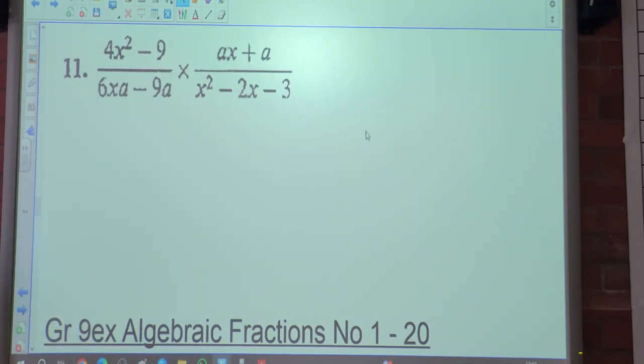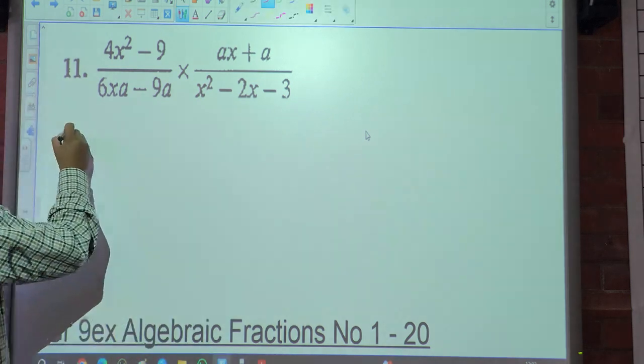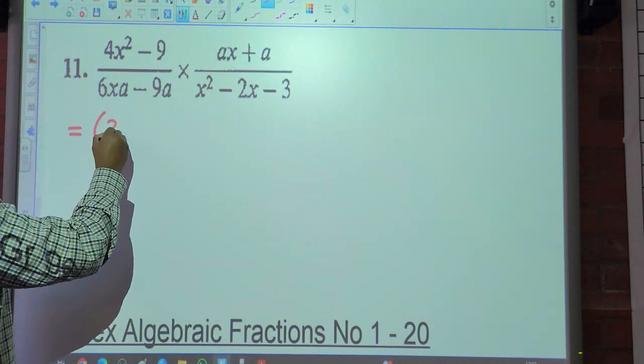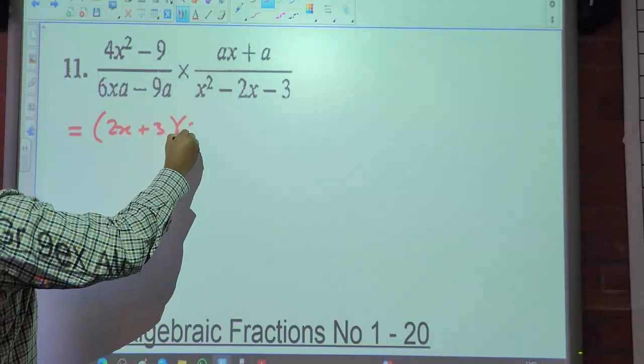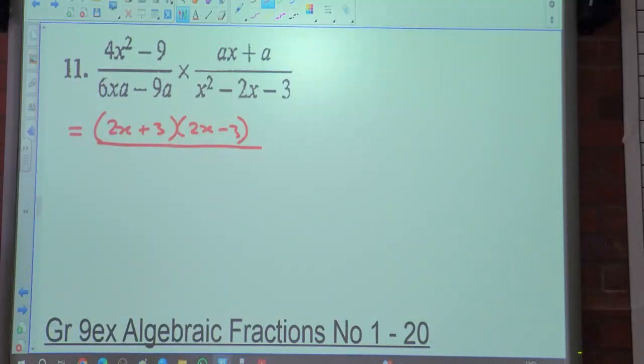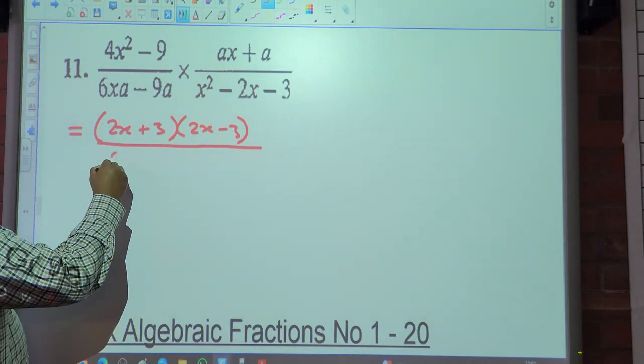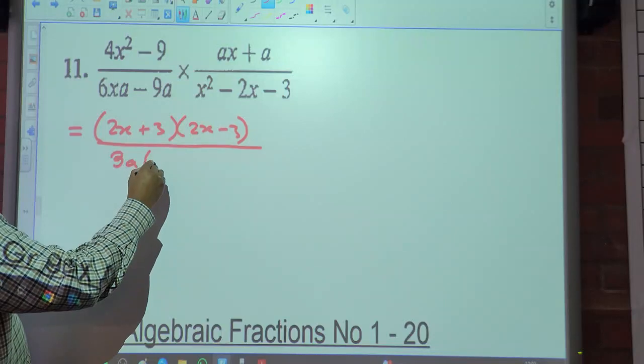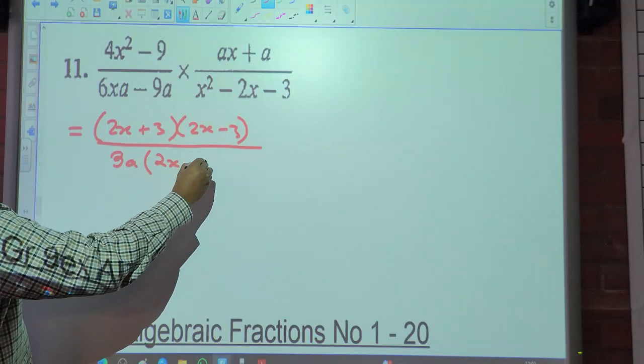Alright, people, number 11. You've got 4x squared minus 9. What type of factorization there? Difference of squares. So it's 2x plus 3, 2x minus 3. And this all over. What type of factorization in the denominator? Common factor of? 3a. I'm left with 2x minus 3.